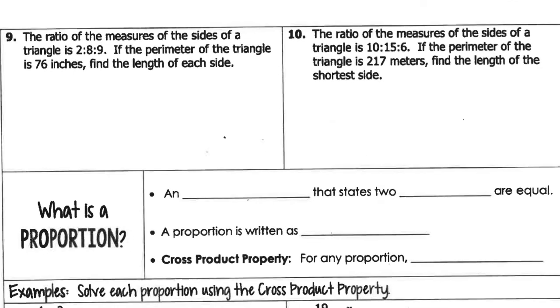9 and 10 are also very much the same. The only difference now, you're not looking at angles, you're looking at the perimeter, which is just the lengths of their sides, right? And they give us the perimeter. So instead of setting it equal to 180, you'll set it equal to 76. So that should be pretty straightforward.